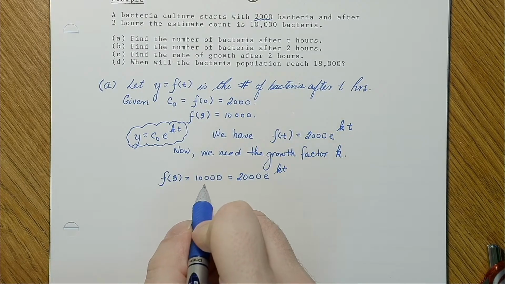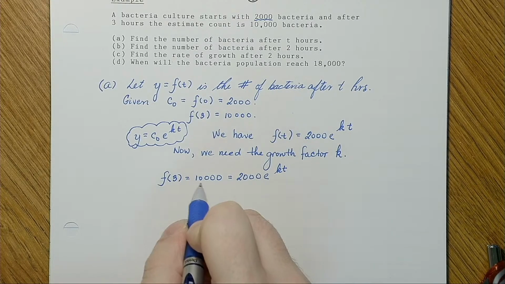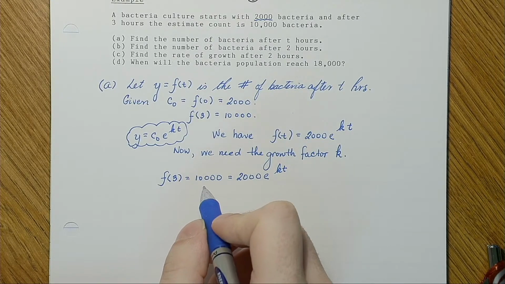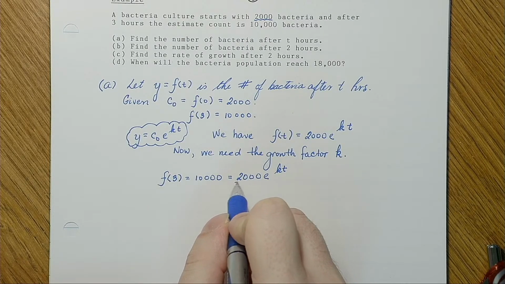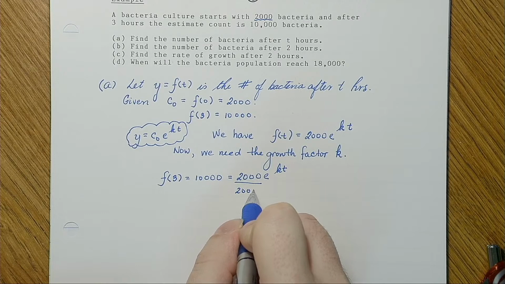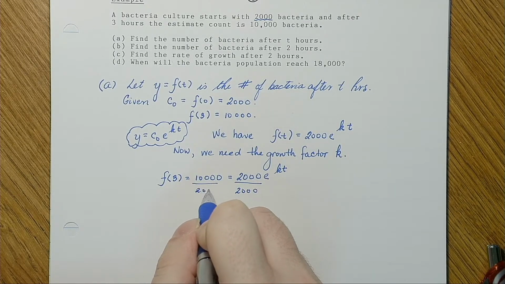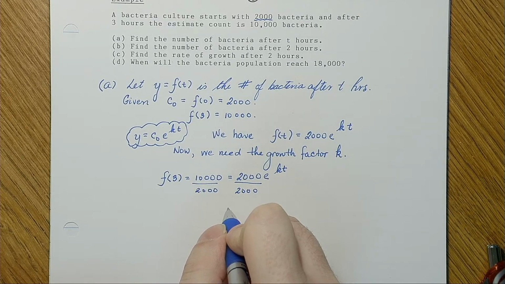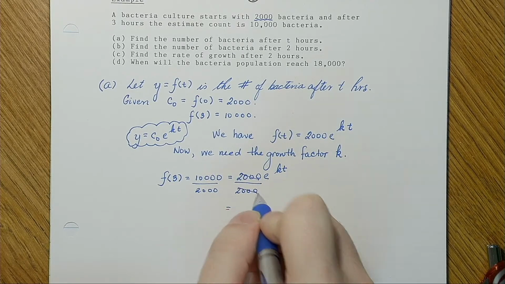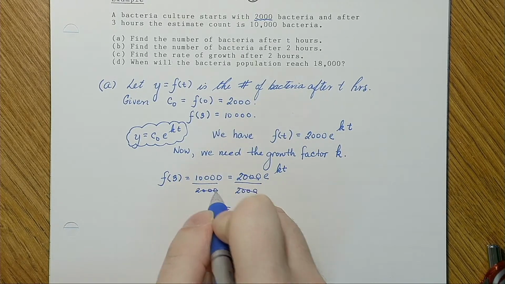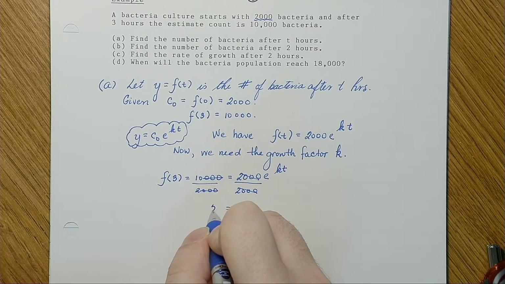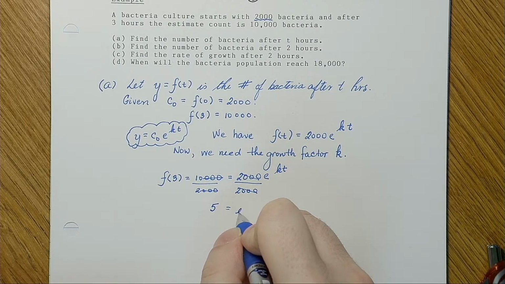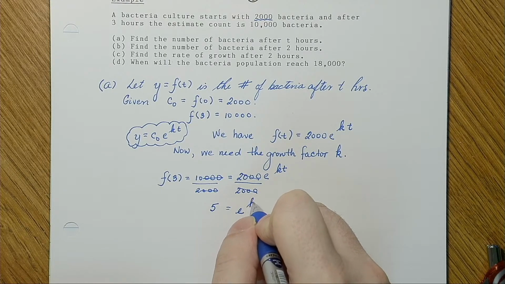Well, what I can do is I have 10,000, I have 2,000, so let's just get rid of this part right here. So that cancels and this cancels. I'm left with 10 divided by 2, so that equals 5 e to the kt.